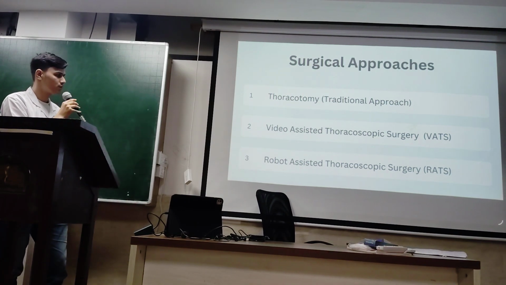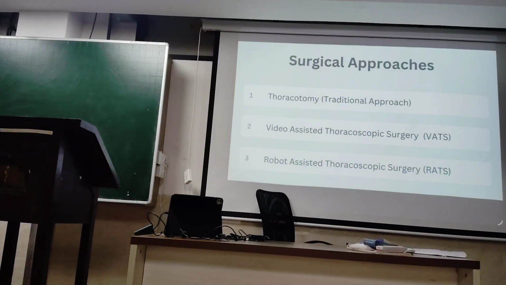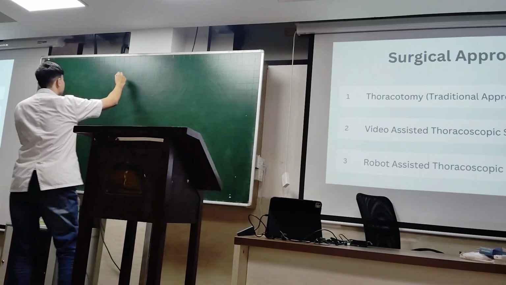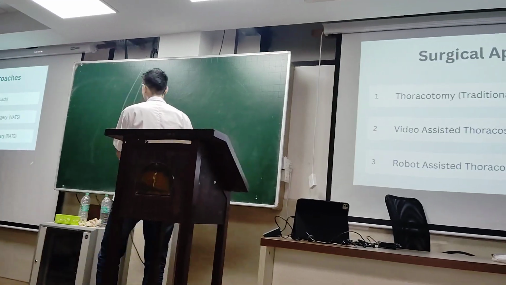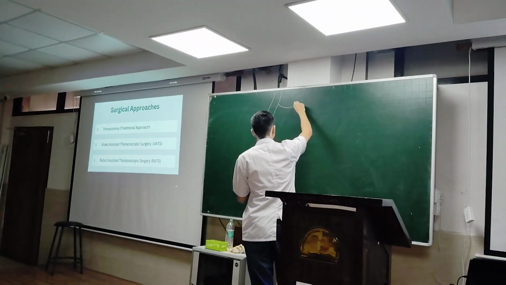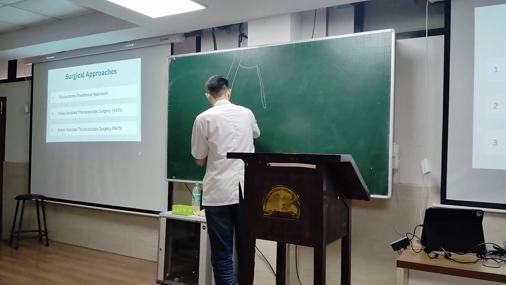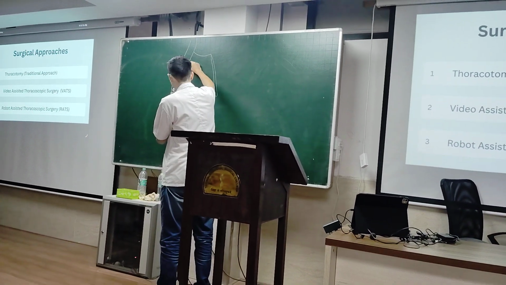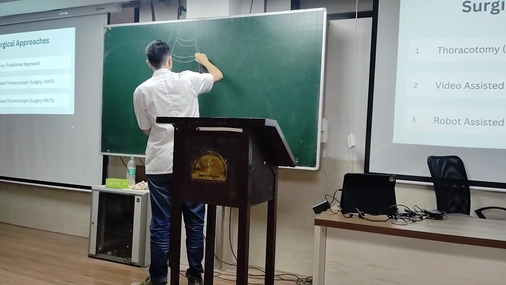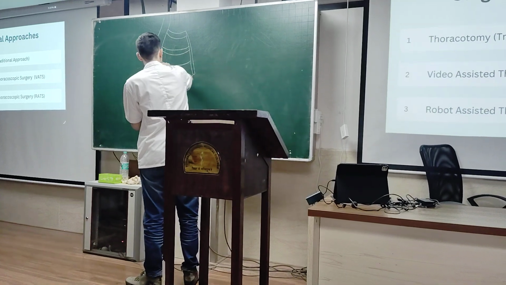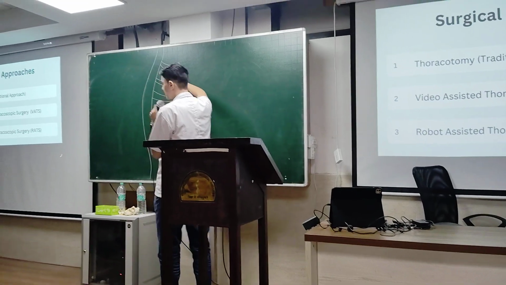So what are the different surgical approaches? Firstly, the most traditional one is thoracotomy. So, consider this to be the vertebral column. This is the sternum. And these are the ribs. I will not be drawing all of them. Because we have to go to the apex, we'll choose the upper intercostal spaces for this.